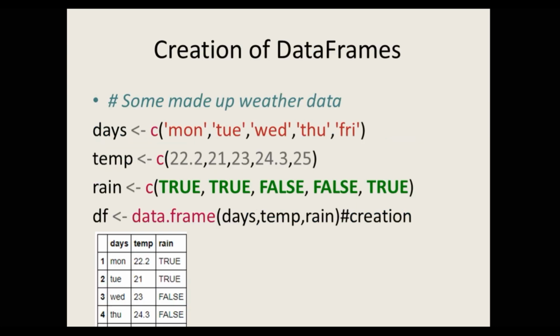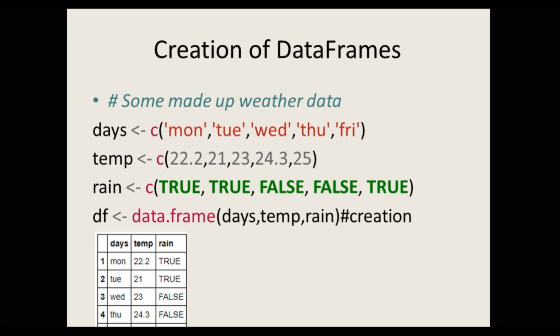This is the way to create a data frame. Every type of data object, like matrix, data frame or list, uses vectors as its basic data. For example, here are three vectors: days, temp, and rain. Days are declared like Monday, Tuesday, Wednesday, Thursday, Friday. Another one is numeric: 22.2, 21, and like that. And rain is the logical one: true, true, false, false, and true. So how can we create a data frame?